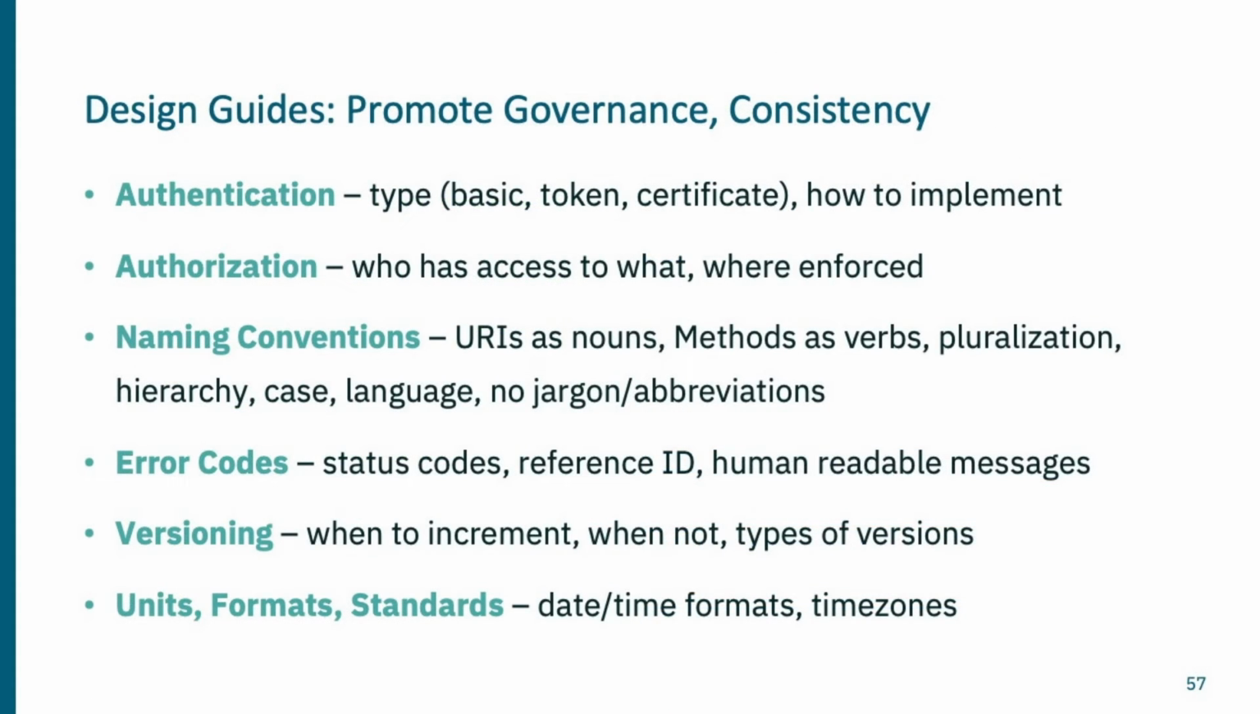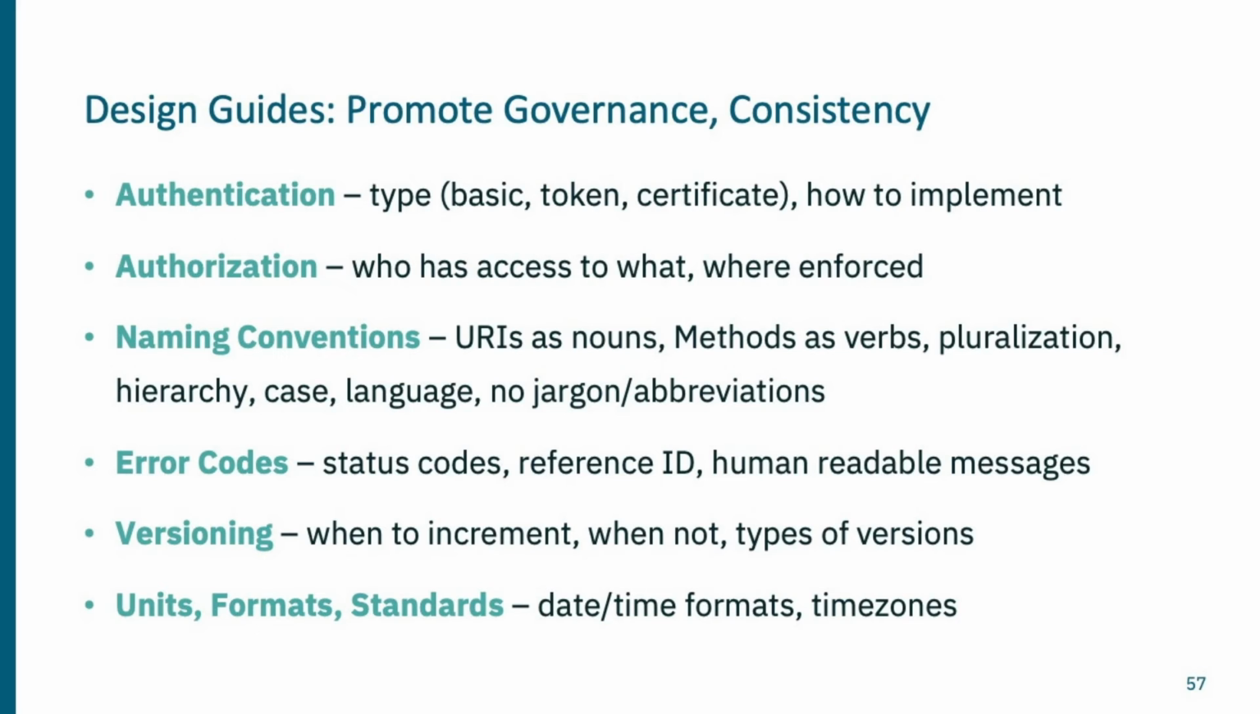From a design guide perspective, you really do want to establish standards for your organization. How you're going to authenticate users, what type of authentication, where you use different types of authentication. You want to define authorization. So, how do you control who has access to what and where you're going to enforce that? Even things like naming conventions. Typically, you want your URIs to be nouns and the methods to be the verbs, whether you're posting a new record, putting a new value in, or deleting. Things like pluralization and hierarchy and language and lack of jargon and things like that.